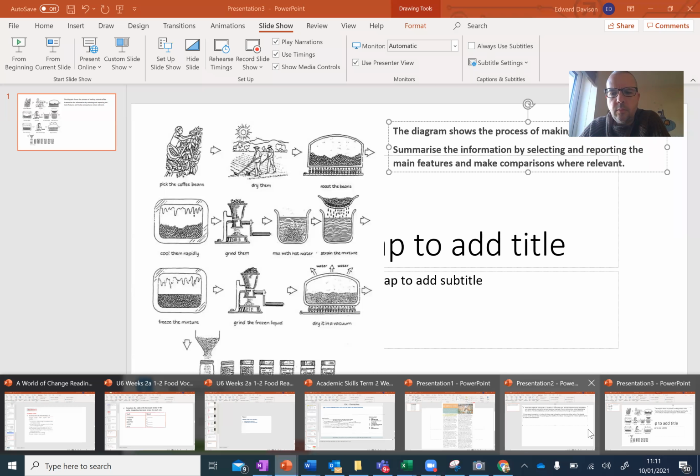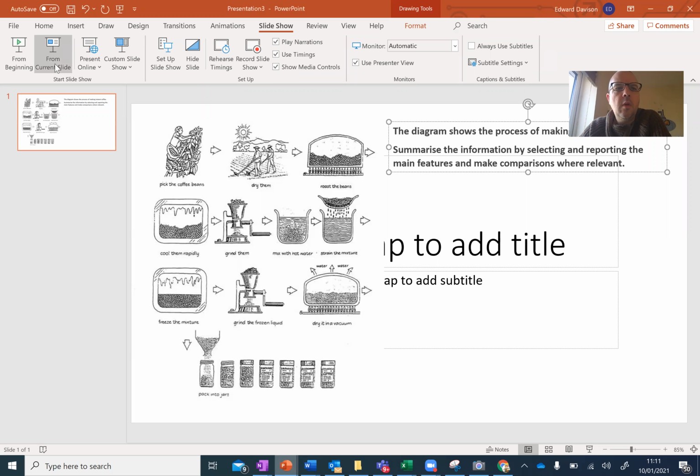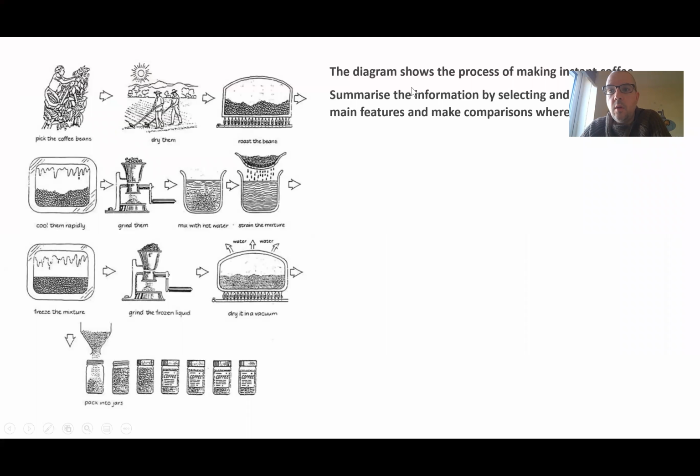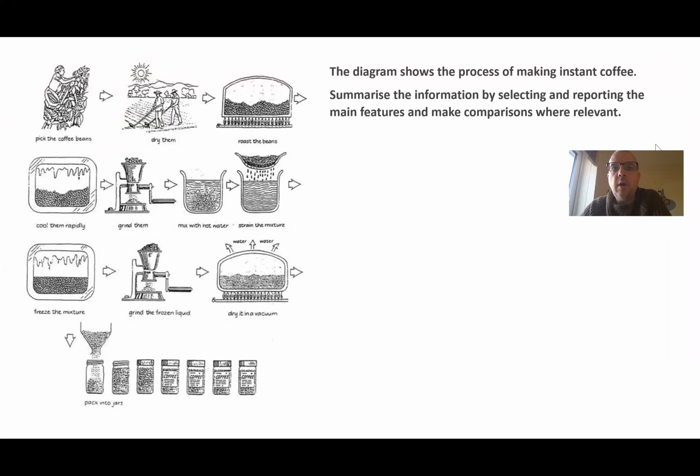Okay, so I'm going to try and go through demonstrating how to write a task one process in this video. I'll give you a demonstration and then I will send you a different task one process task to look at and try and repeat the same thing. So let me share my screen to show you the task. Okay, so here's the task.